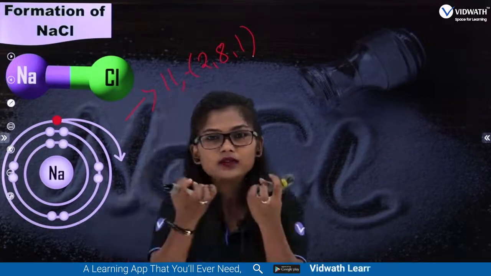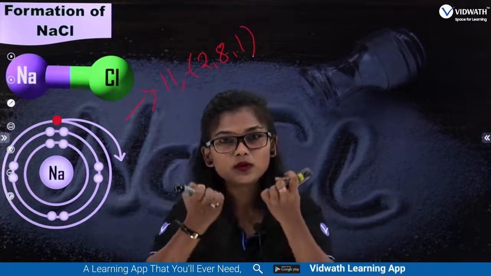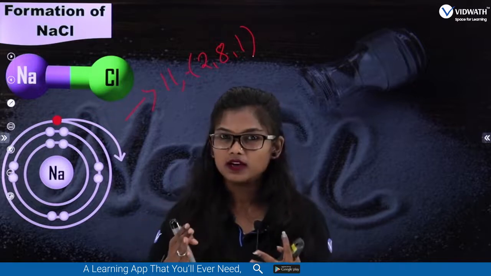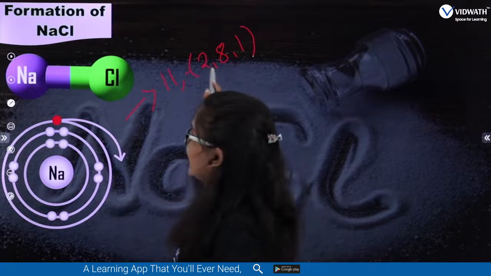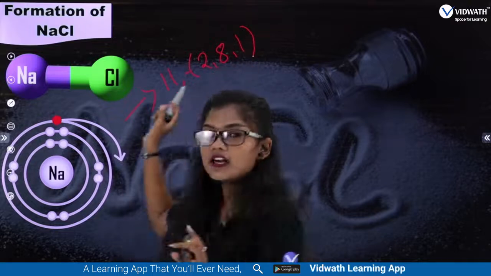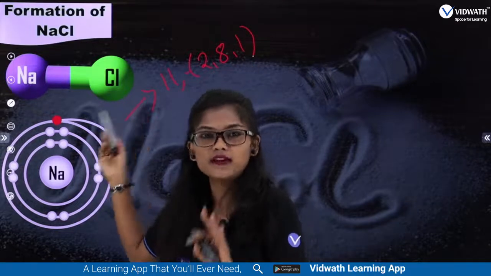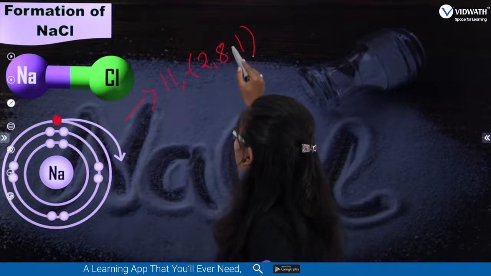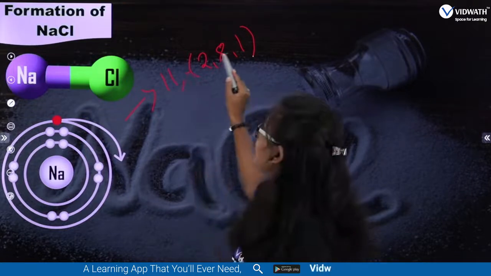Either it has to gain 7 electrons, or it has to lose 1 electron, right? So that it will have 8 electrons in its valence shell. If it gains 7 electrons, it will have 8 electrons in its third shell, that is the valence shell. Or if it loses 1 electron, it will have 8 electrons in its valence shell, that is the second one.